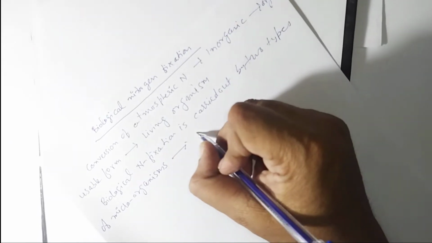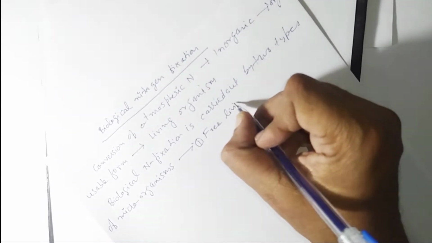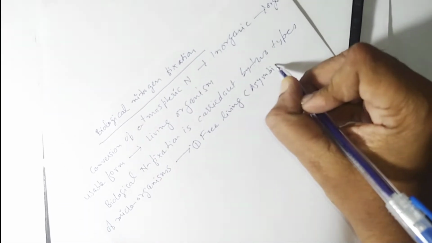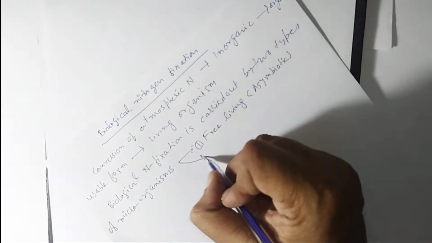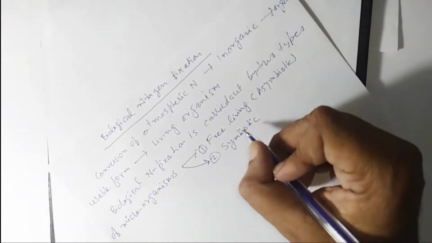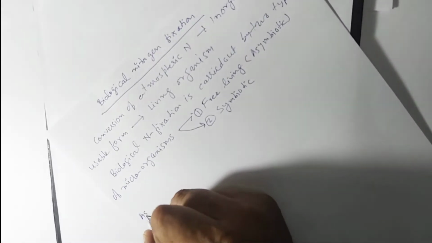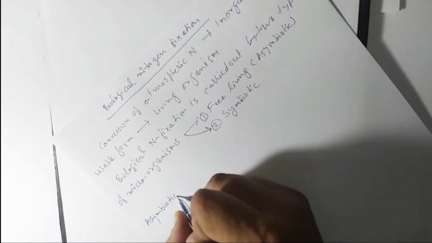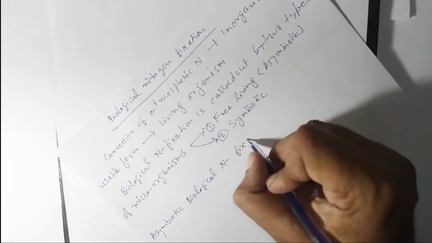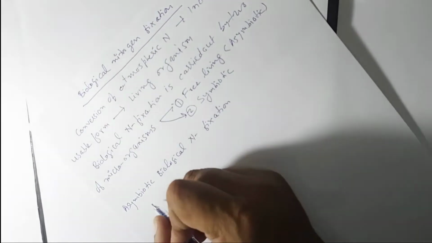The one is free living, that is asymbiotic, and the other one is symbiotic. Now, asymbiotic biological nitrogen fixation. It is carried out by the following groups of microorganisms.